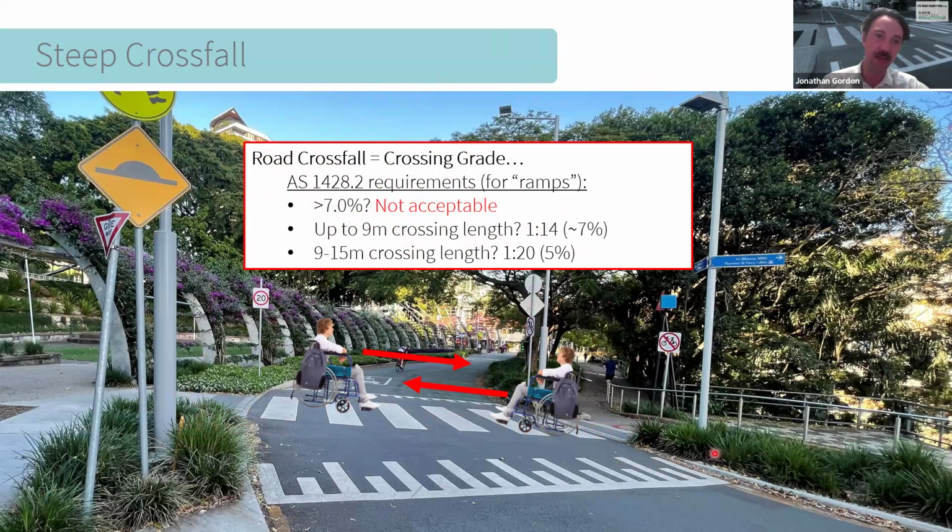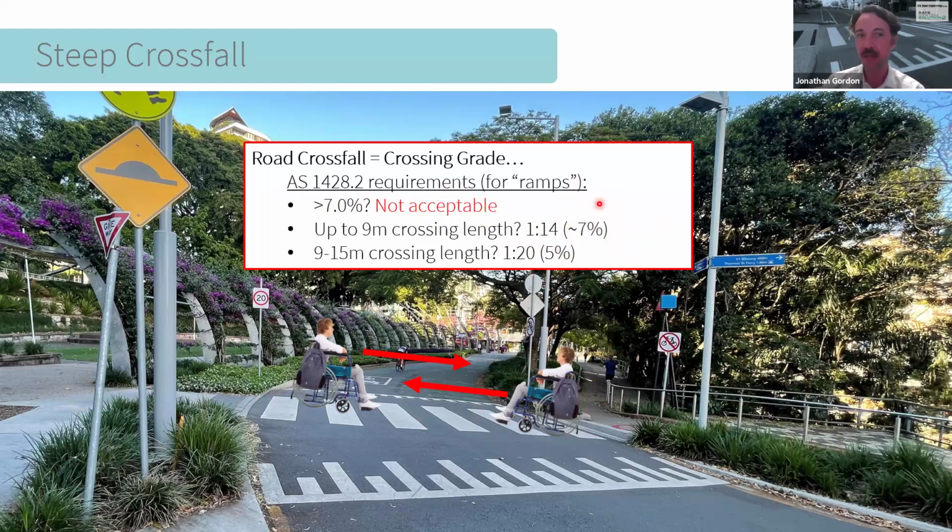So any roadway that's, say, 7% crossfall, and that's extremely steep, we all know that, has a maximum length of 9 metres. And if it's 9 to 15 metres, then we don't want it to be steeper than 5% because that starts to become arduous and difficult to travel on as well. So road designers out there in today's session might be thinking, okay, 5%, I can see that. At 7, never going to see it. Well, actually, you might see that in various scenarios.